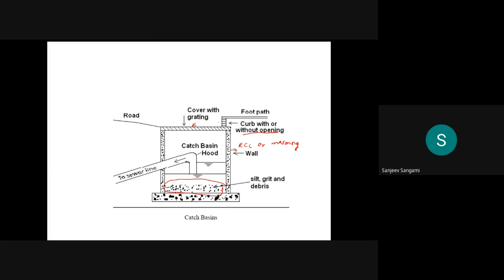Then it has to be provided with gratings so that whatever the water is there, it has to be filtered or taken away from the road itself. And these kinds of structures they will make so that whatever the debris and other materials are there, directly it has to go and settle here.